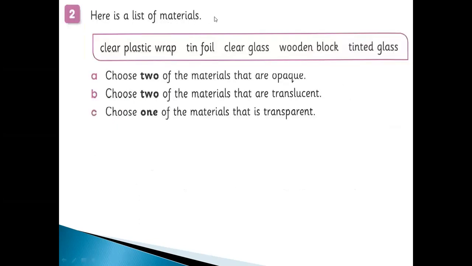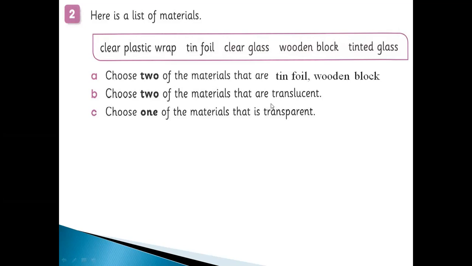Here is a list of materials: clear plastic wrap, tin foil, clear glass, wooden block, tint glass. Choose two of the materials that are opaque. So which two materials from here block the light? You can write here tin foil, this is blocking the light, and wooden block. These two are opaque objects.